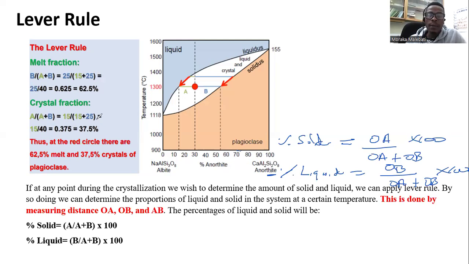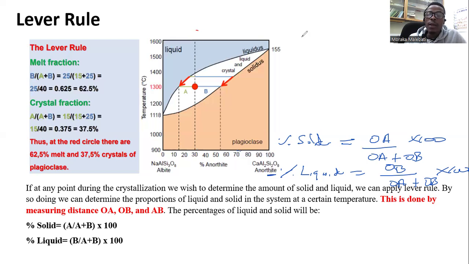We want to know how much of the solid we have and how much of the liquid we have. We use these formulas. If we want to know the percentage of the solid, we say OA. From here to here, it's about 15 units: let's check, 5, 10, it will now be 15.